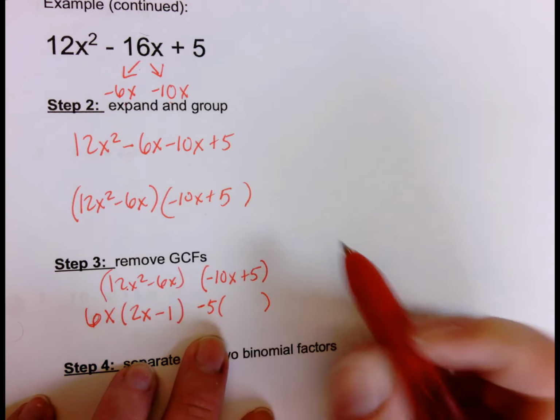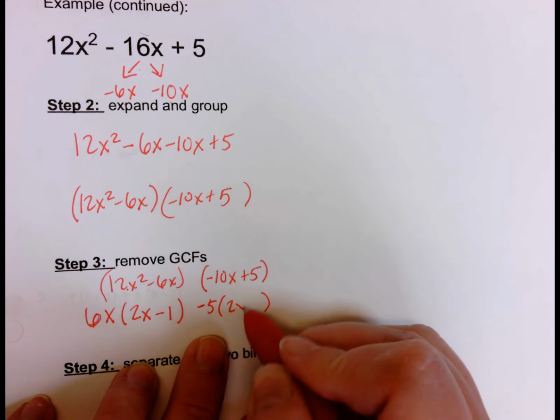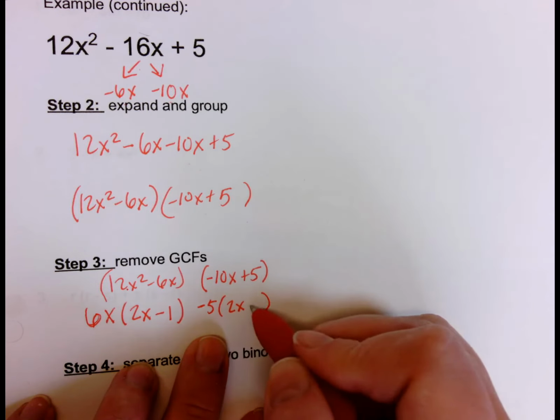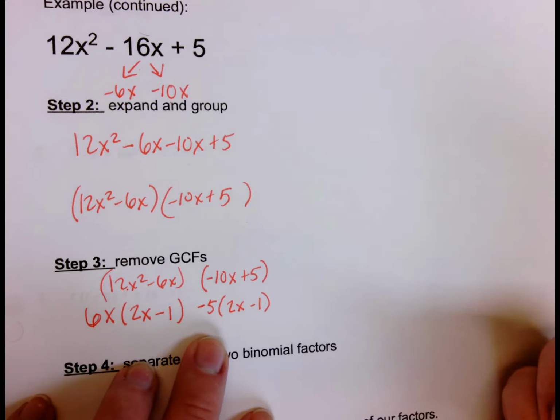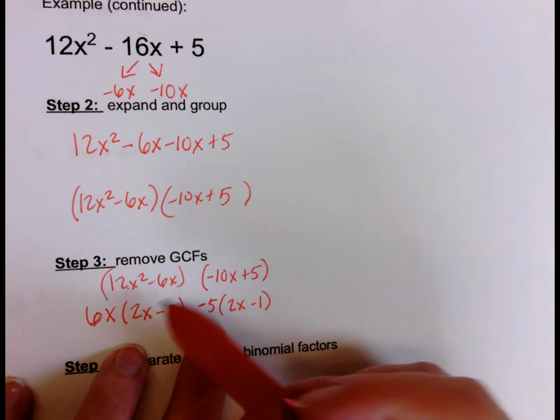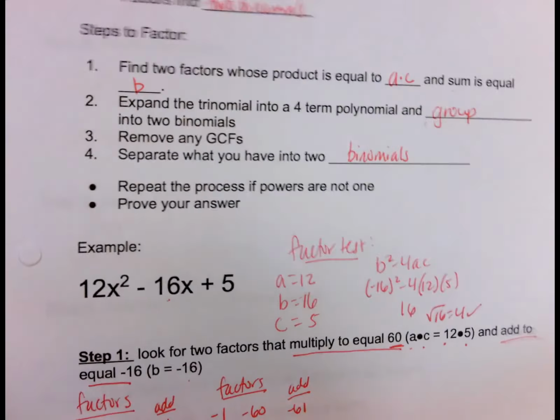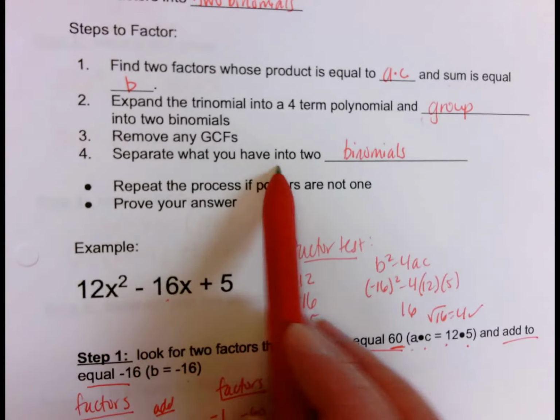Okay? And I'm going to divide these. So negative 10x divided by negative 5 is 2x. And 5 divided by negative 5 is negative 1. All right? So that is step 3. We've taken out the greatest common factors from those two parentheses. Now, we're going to separate what we have into two binomials. That's step 4.